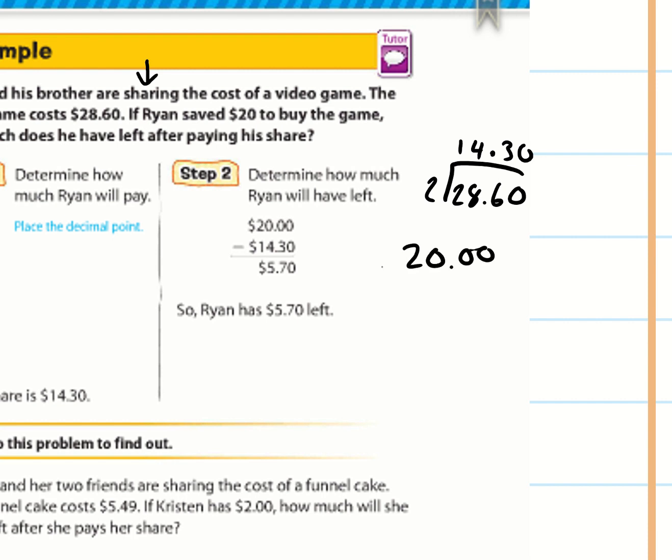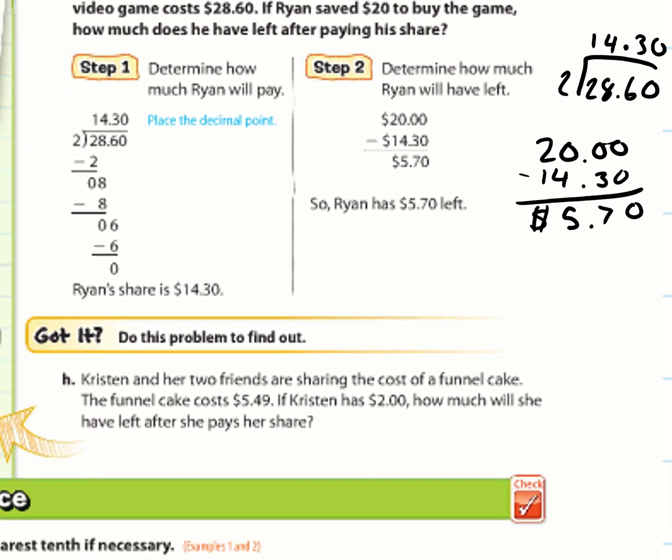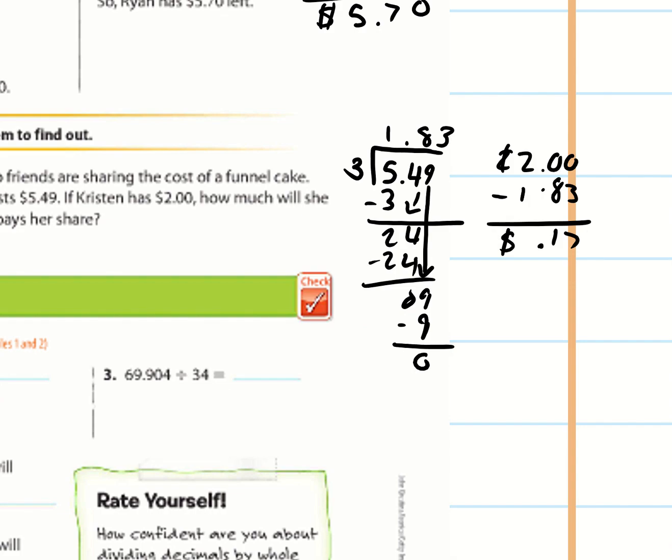So if he has $20 and we subtract $14.30, we're going to get $5.70. That's how much he'll have left. So go ahead and pause the video and try H. So our final answer is going to be 17 cents.